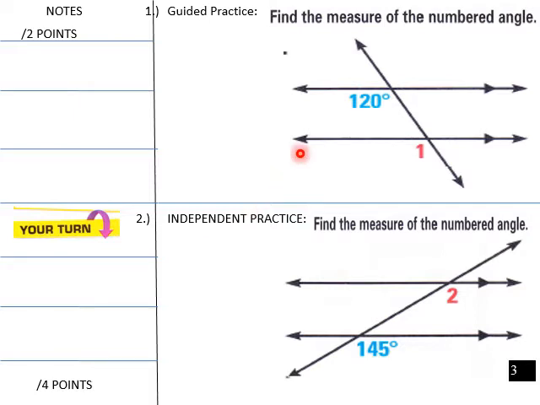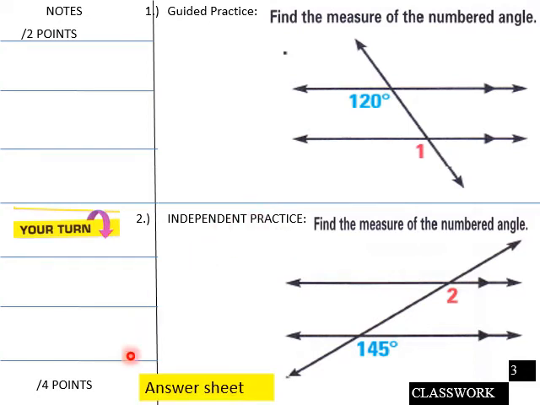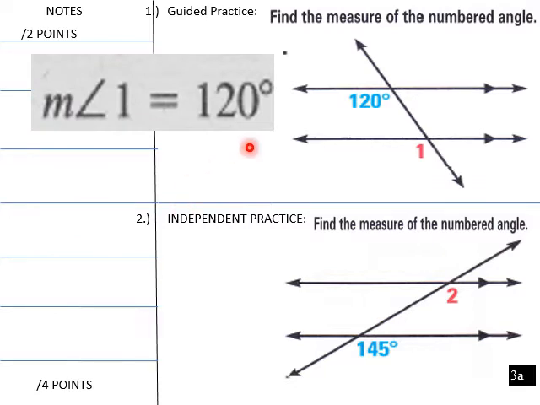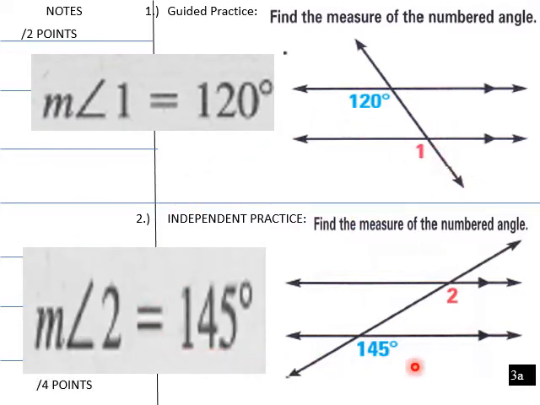Okay, let's do these now. Find the measure of the numbered angle. Okay, our solution PowerPoint. 120 here for angle 1, and then angle 2 would be 145 here as well.